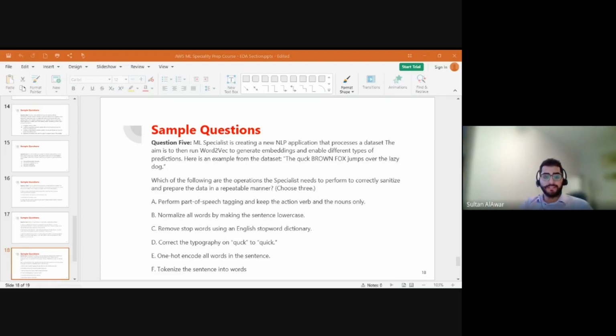So out of these 6 options, we could choose definitely option B, which is to normalize or make words lowercase. Option C, we should definitely remove stop words, the unneeded, repetitive, common English words. And definitely we should choose option F, which is to tokenize the sentence into words. And this brings us to B, C, and F being the correct answers.